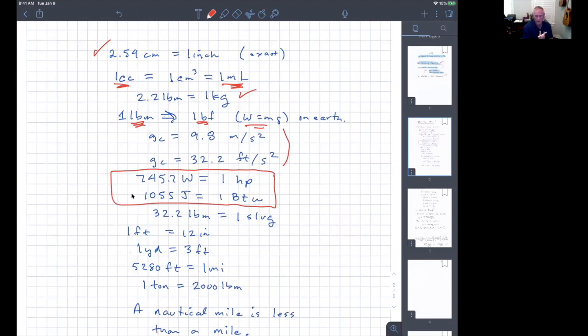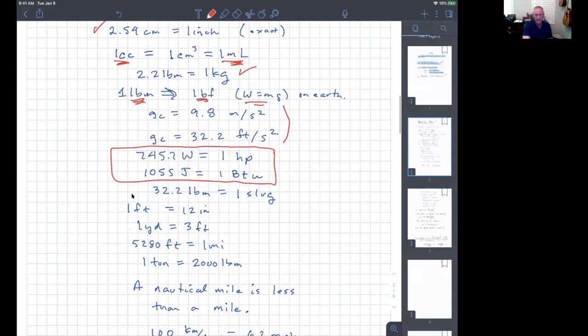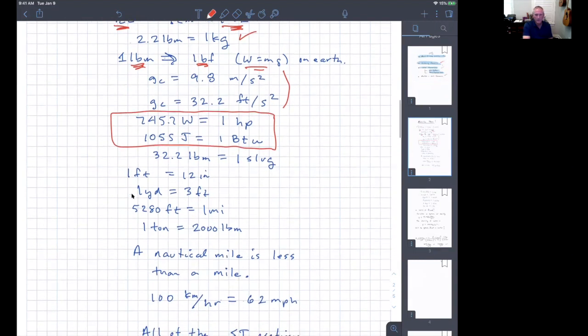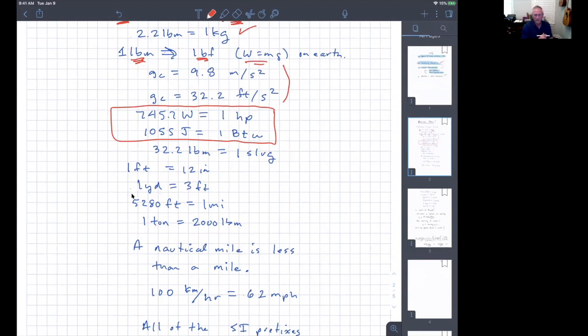32.2, that's the gravitational constant of the Earth. That's no coincidence. That's how the slug is defined in terms of pound mass. Now I'm listing some things that for US students will be obvious. I think you already know these things, but if you're not a US student, if you're an international student or from Europe, you may have to do some work on this.